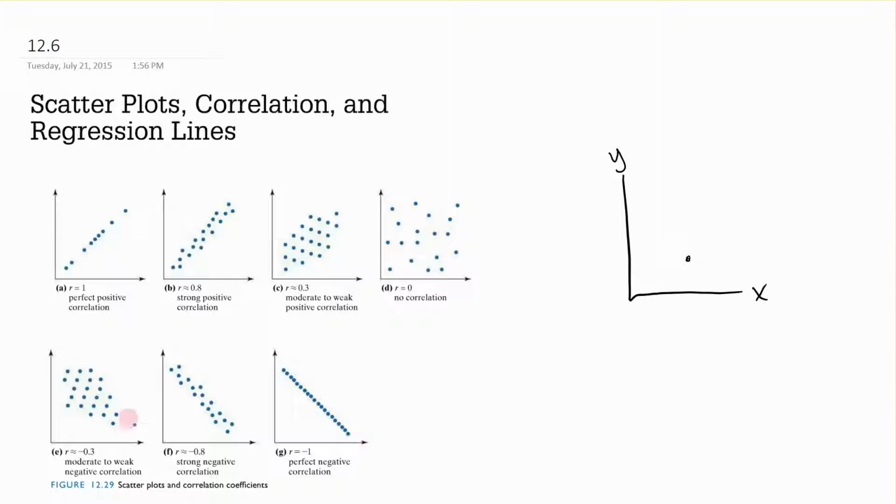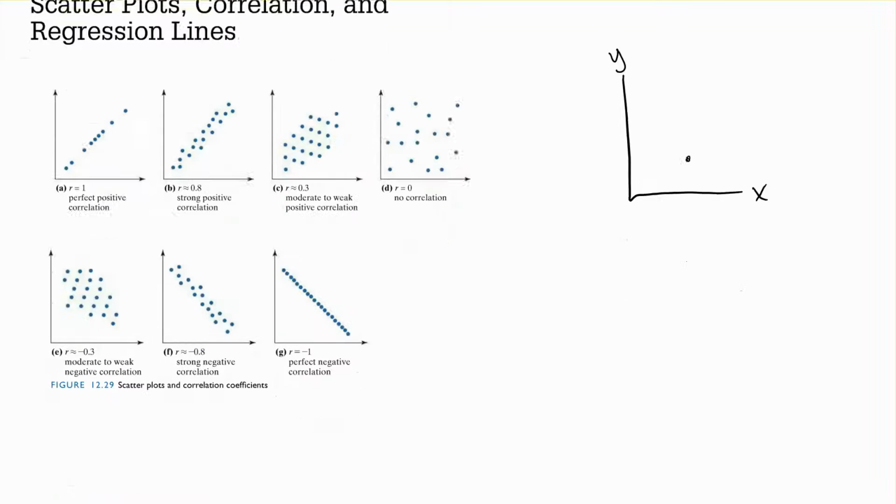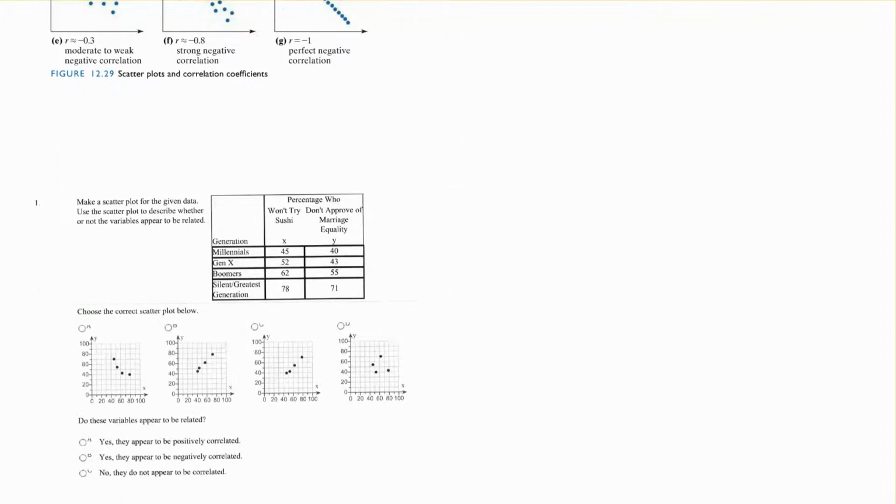This is a weak negative. It's a falling line. This would be a pretty strong correlation, and this would be a perfect negative correlation. So remember, if it's rising, it's positive. If it's falling, it's negative. If it's totally random, then there is no correlation. So let's take a look at some of these questions.